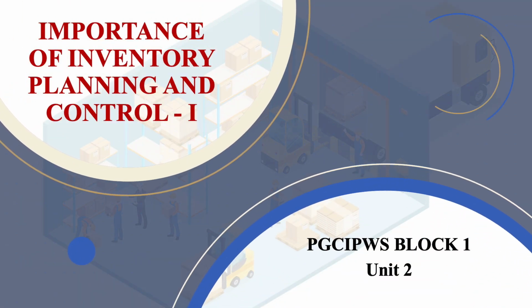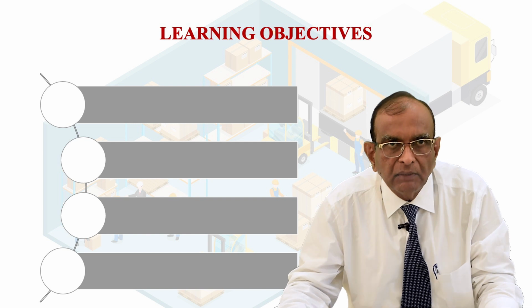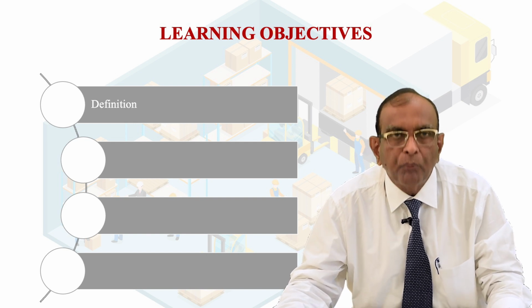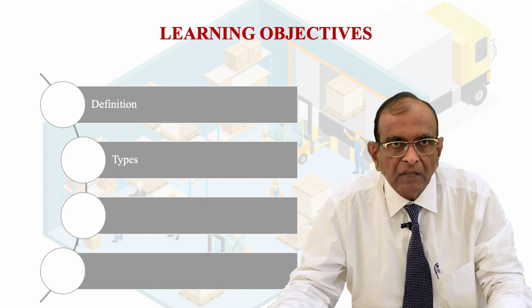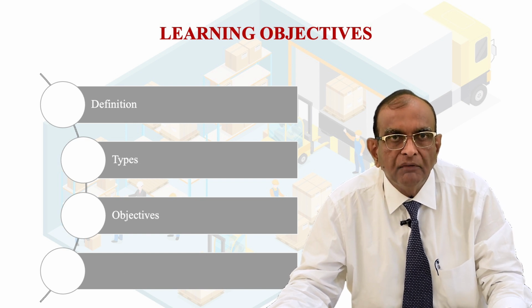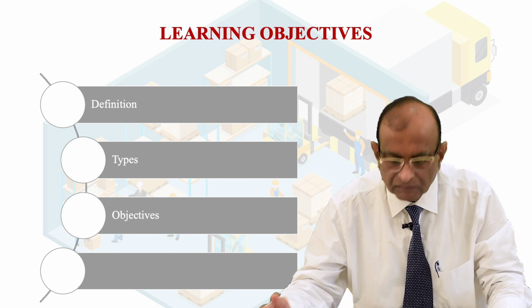In this inventory plan and control schedule, we have to discuss Unit 2. In Unit 2, the learning objectives are the definition of inventory control and the importance of inventory control. We have two definitions, we have types, we have objectives, we have reasons for importance, and we have causes.